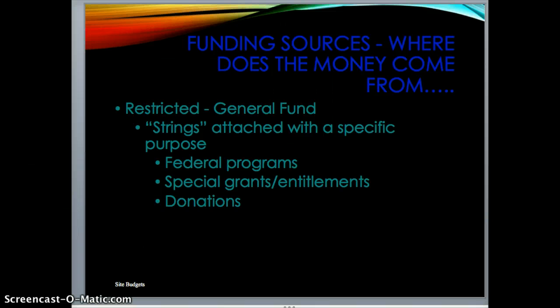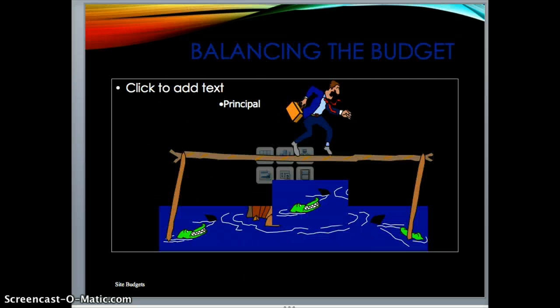You'll get restricted dollars in your budget, perhaps. Those will be any of your federal programs, your special grants, entitlements, and donations. So really, as a site principal, you're always balancing your budget between what you need, what your plan calls for, and what your funding sources are.